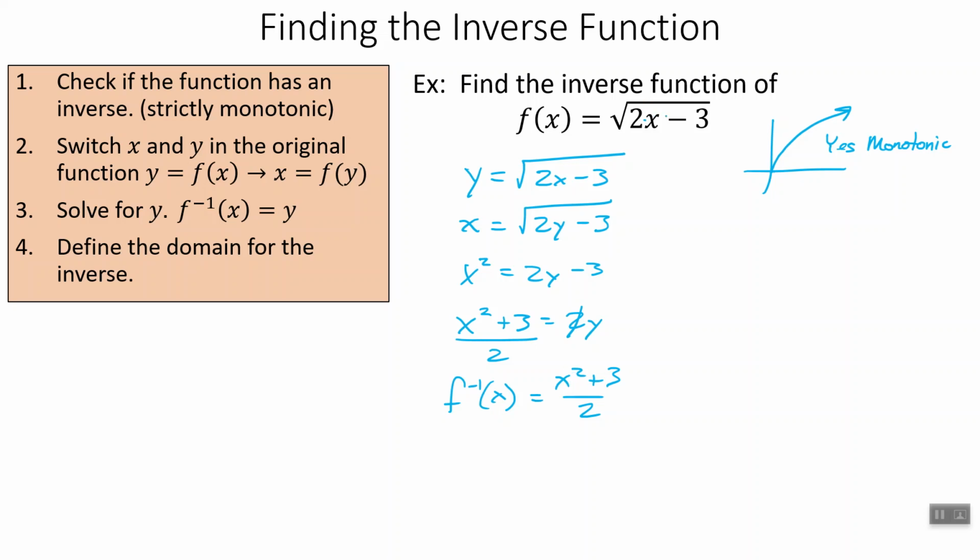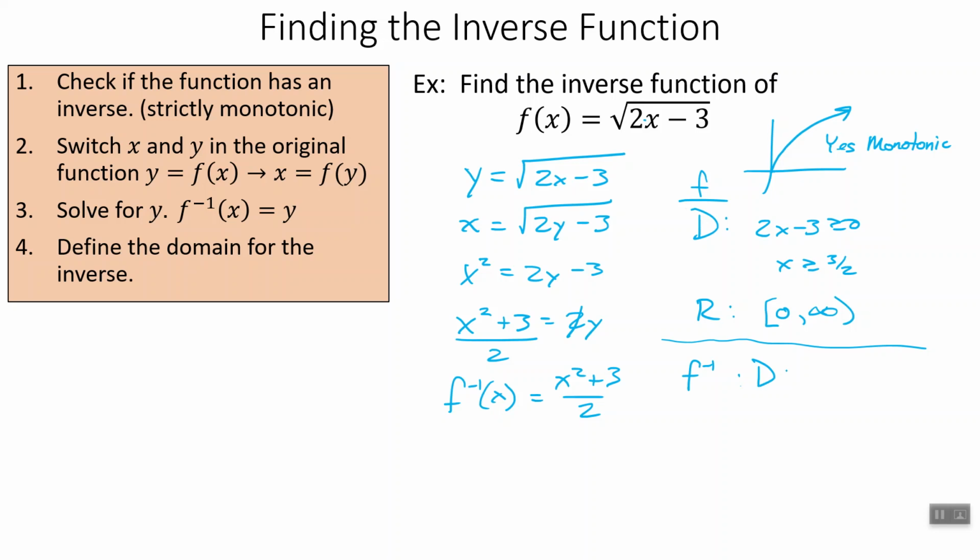And the domain on the original function, let's see, 2x minus 3 has to be greater than or equal to 0, so x is greater than or equal to 3/2. The range for the original function is going to go from 0 to infinity. If we plug in 3/2, we get 0, and then it keeps increasing. So that's for f. That means for f inverse, they switch. So the domain here would be from 0 to infinity.